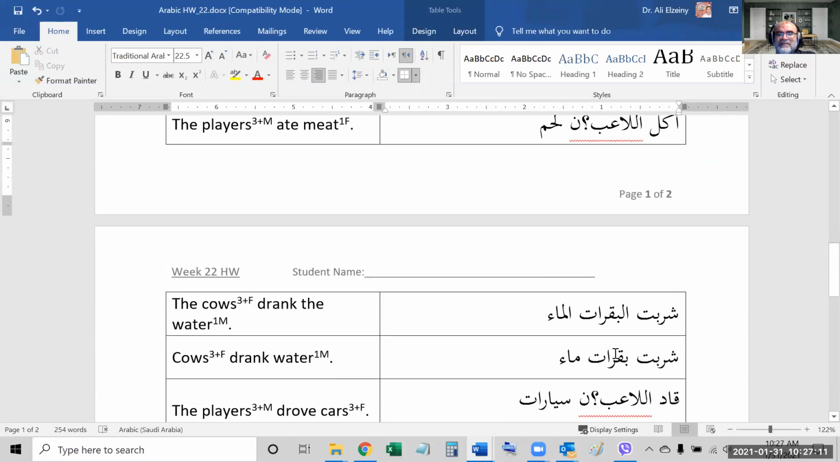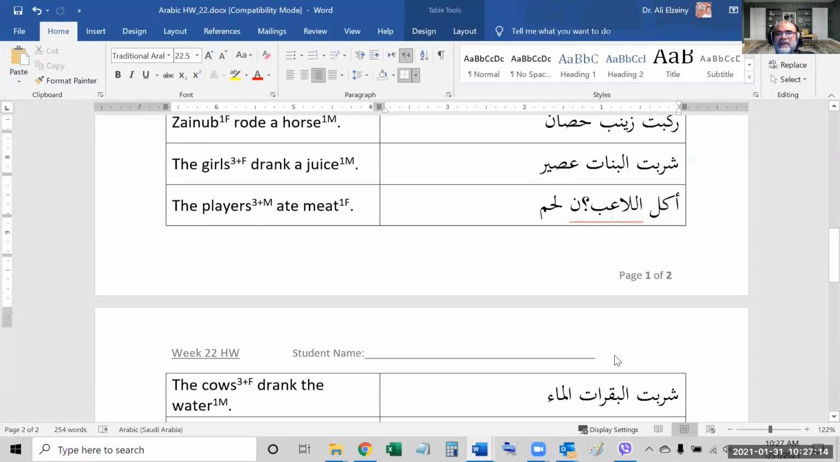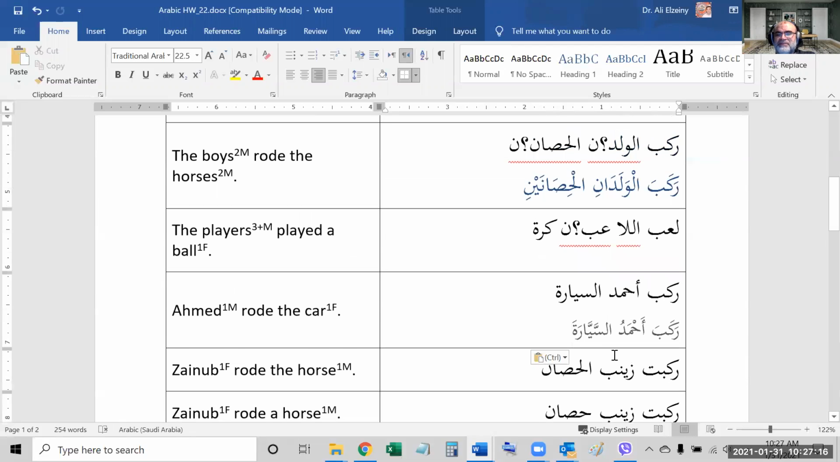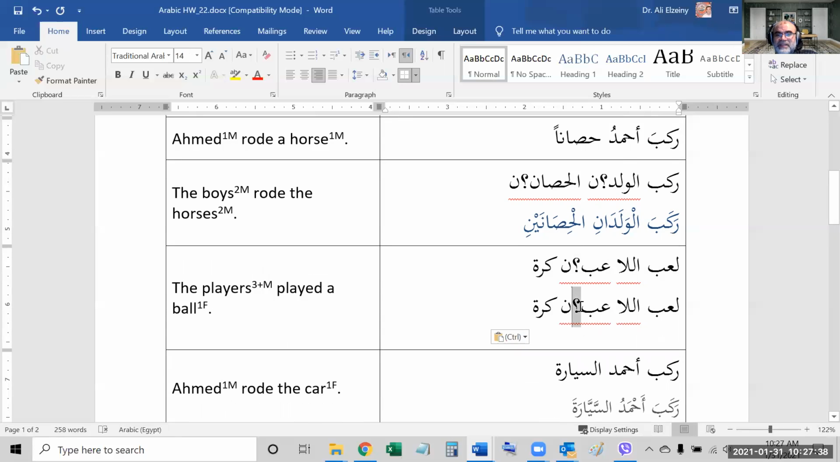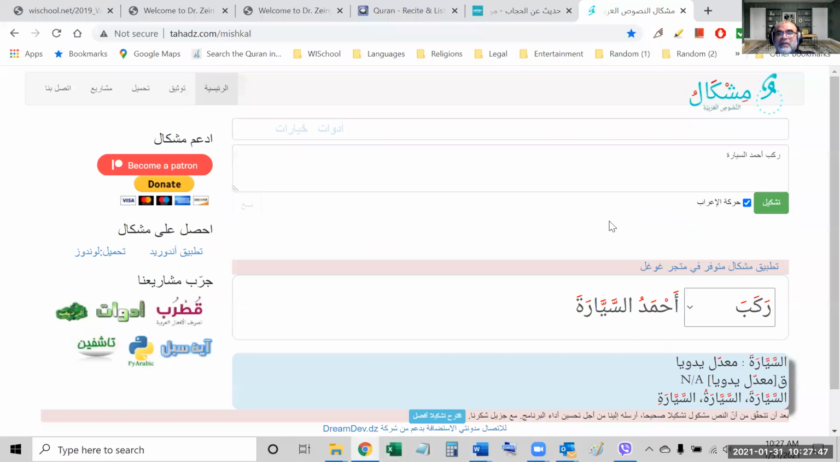Basically, during this homework, I've provided you everything. I just needed you to do the tashkil. And if it does not concern a tashkil, if it concerns an alif, for example, here is going to be 3 plus m, so it's going to be la'ibuna. So this is going to be wow. So I expect you to do like this, and then you say this is wow. And then take the whole thing, copy, and go to the Mishkal website, paste, تشكيل.